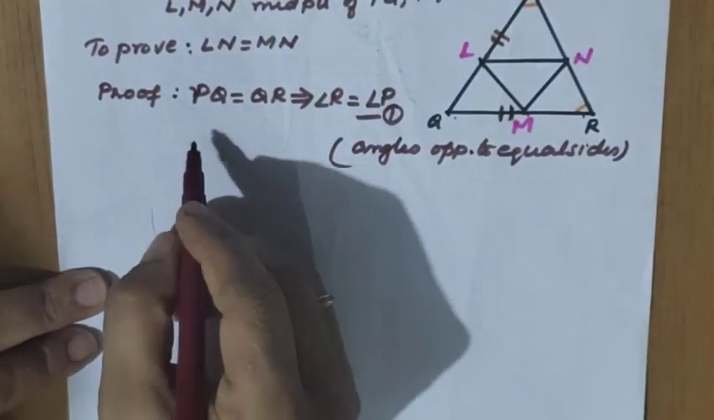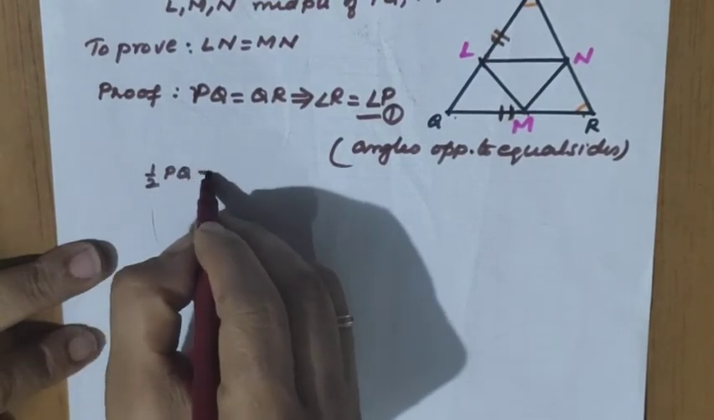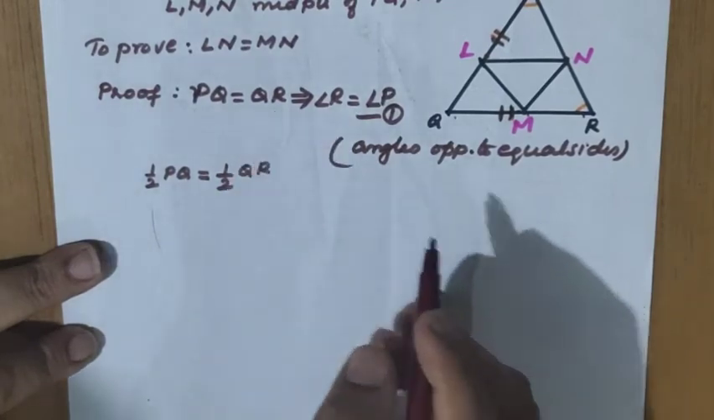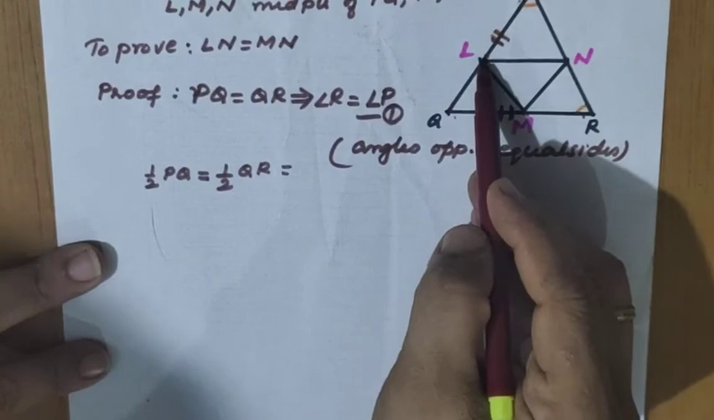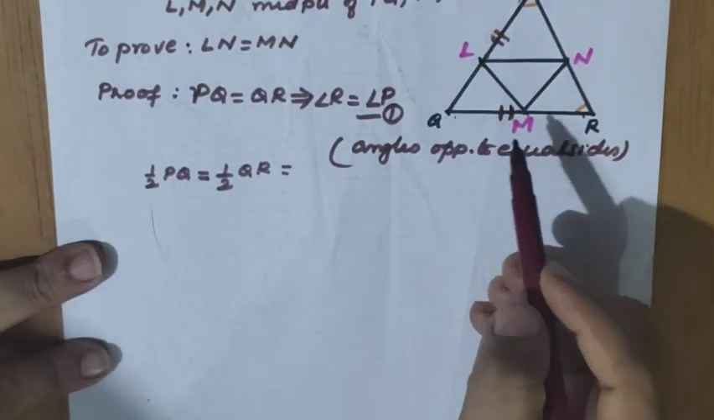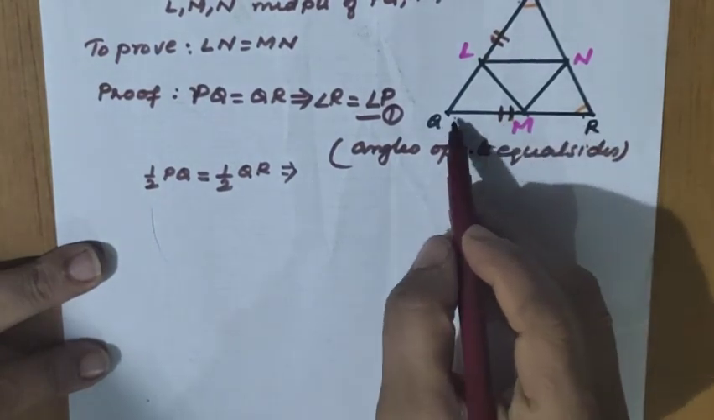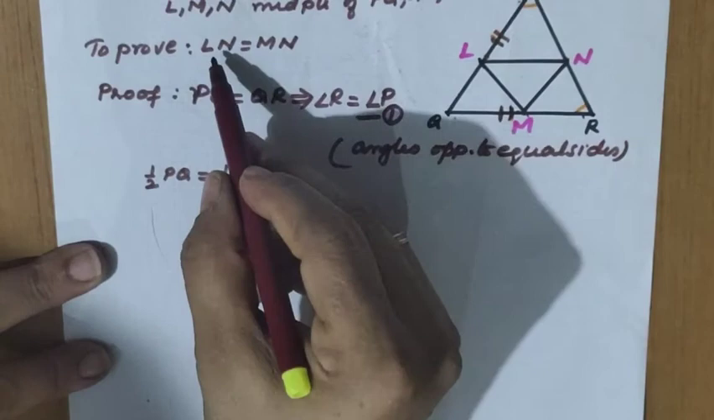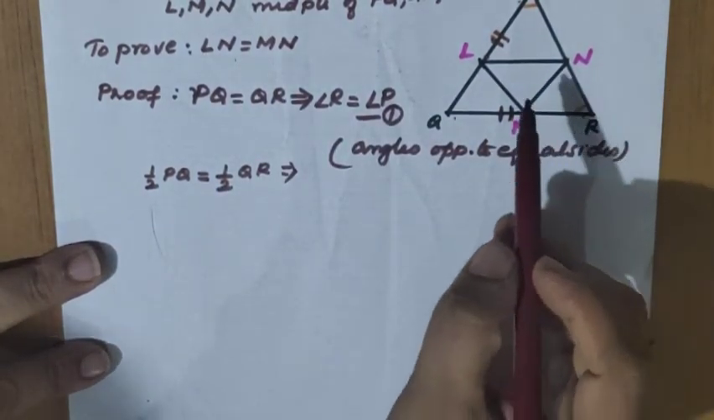Now we have to write that half of PQ equal to half of QR, because the half of the equals are equal only. So half of PQ means I can go for either PL or LQ, right? Similarly, half of QR means what I can go either QM and MR. So we should prove that LN and MN are the equal side.